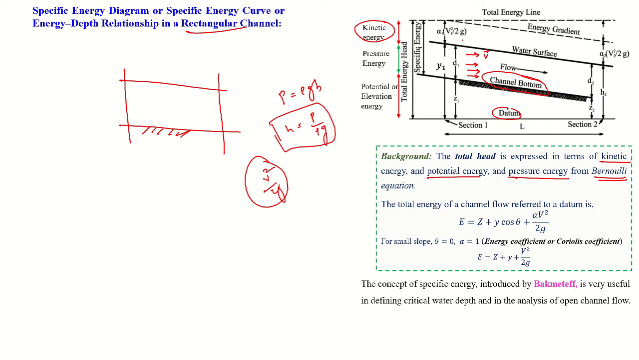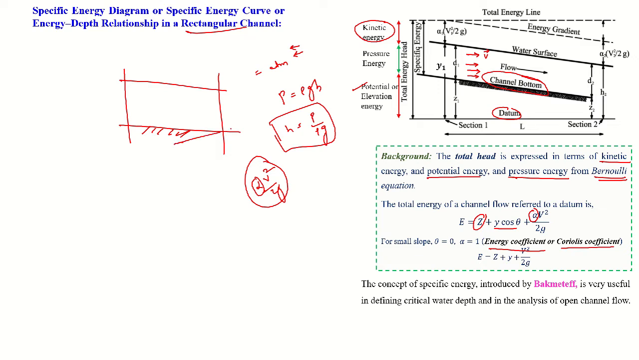But in this open channel, on the water surface the pressure is equal to atmospheric pressure. And due to the wind shear, the velocity will be changed or disturbed. In this condition, we need to add some correction, so we multiply by a coefficient. We call it the energy coefficient, or Coriolis coefficient. Now if we sum up these three energies: potential energy with respect to datum, Z; pressure energy, Y cos theta; and kinetic energy, alpha V square by 2g. This alpha is the correction factor.